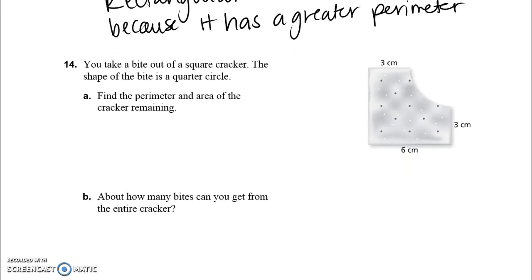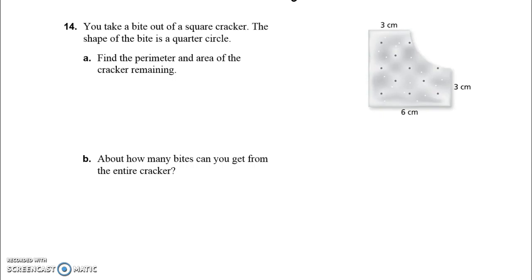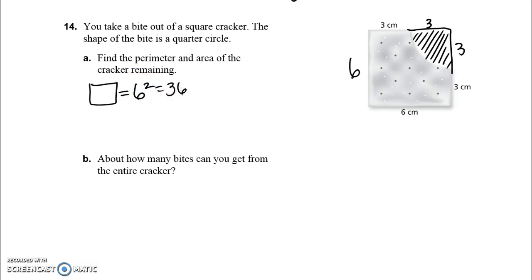Last question, number 14. You take a bite out of a square cracker. So that is key that this was once a square. This was once a 6 by 6 square. Find the perimeter and area of the cracker remaining. So basically, you have to find the square and subtract what here is a fourth of a circle. So the square started as 6 squared, which is 36. And then the bite that got taken out, the radius was 3. So you find pi r squared divided by 4, which is 3.14 times 3 squared divided by 4.